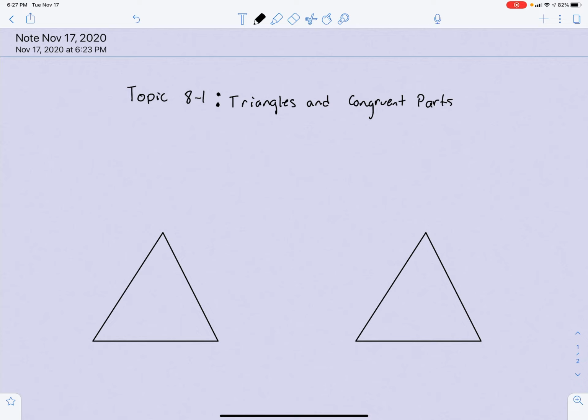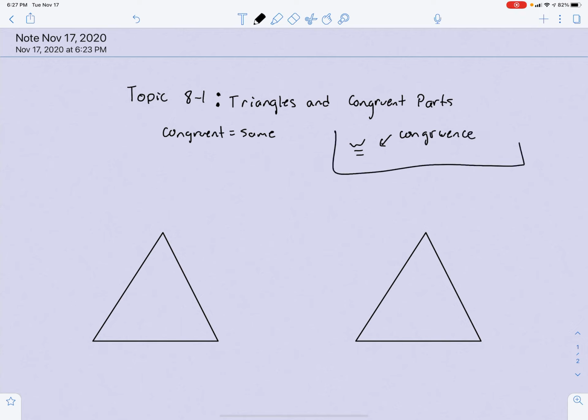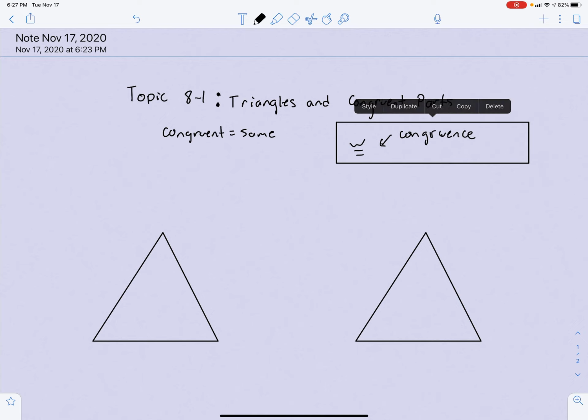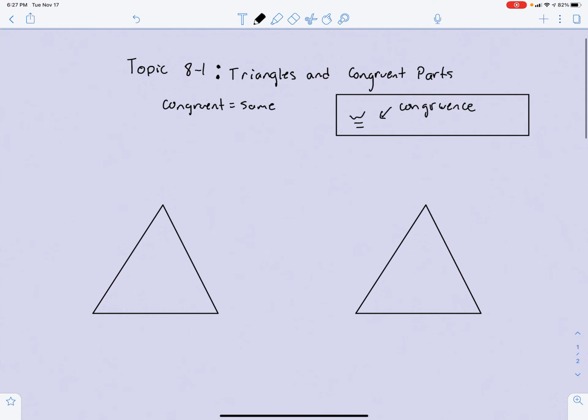So congruent means the same. When two things are congruent, that means they are the same. And there's a very important symbol that we use for congruence in math, and it's an equal sign with a tilde over the top. That sign means congruent. Again, it looks just like an equal sign, except it has a little squiggly over the top of it. So now that we understand that, I'm just going to talk about triangles and congruent parts.